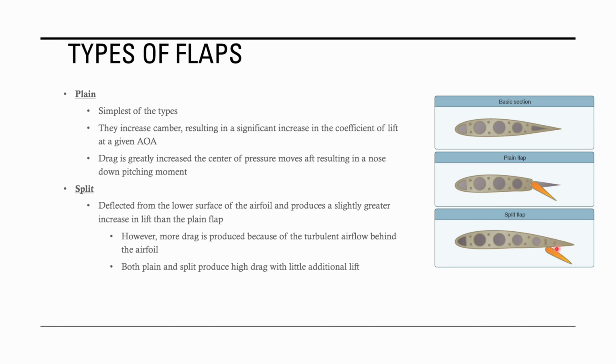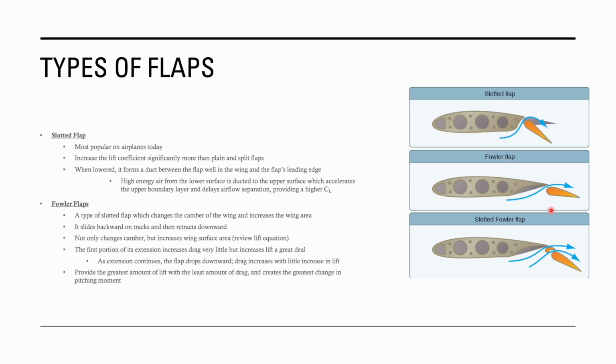Next is a split flap. So it's a hinged surface underneath the wing, and so it doesn't change the basic section of the wing, it just drops down underneath the wing. So both of these, I'd say, increase the drag quite a bit without necessarily producing a lot of extra lift. The other ones that lead to more lift would be these designs right here.